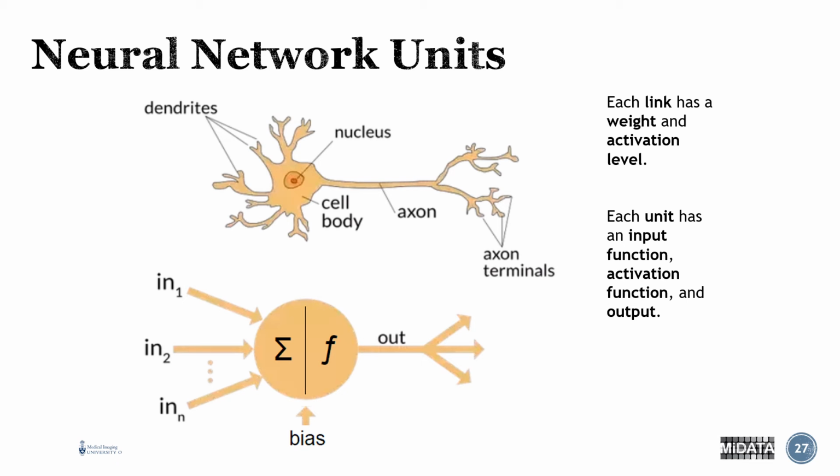Each link has a weight and an activation level, and each unit has an input function, an activation function, and an output. So let's say, as you can see here, we have a bias, which is an additional constant that we use and is added to the weighted inputs, as you can see on the left, input 1, 2, and n, right, for the activation function. The input function is applied to the weighted inputs before the activation function.